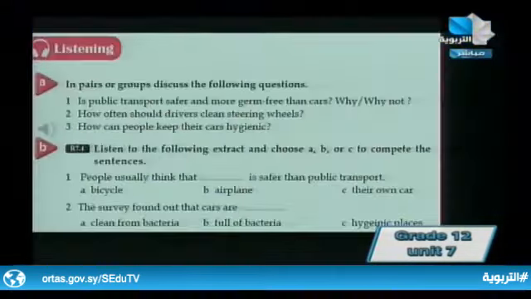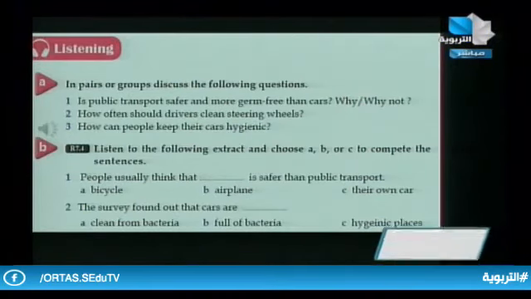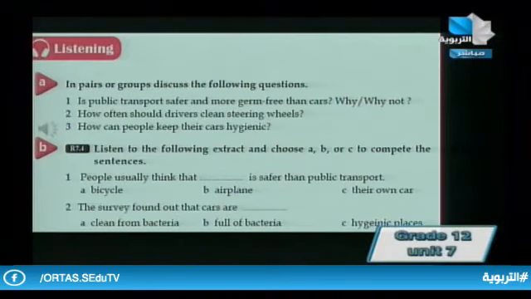Okay. So let's listen to the following extract and choose A, B, or C to complete the sentences. There is a copy mistake here. The audio, please. It's okay.